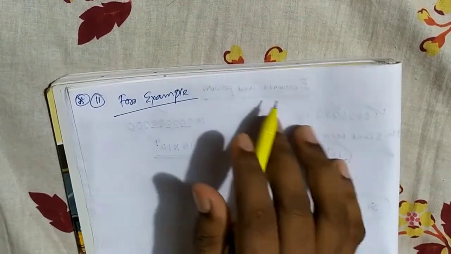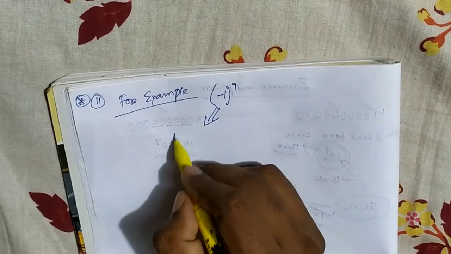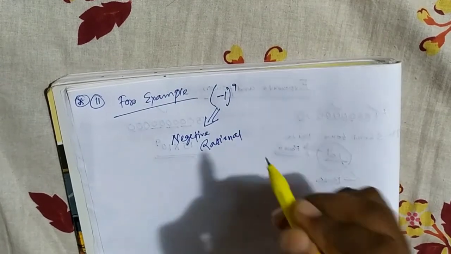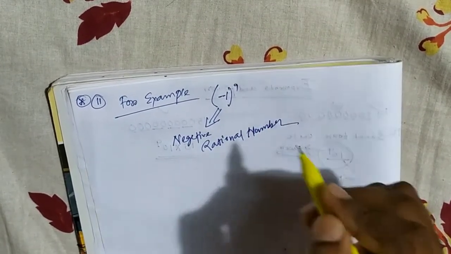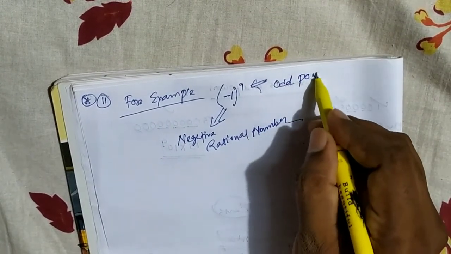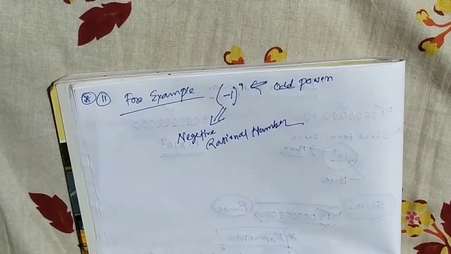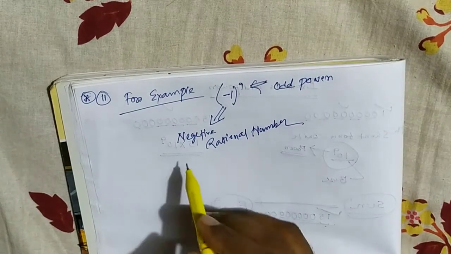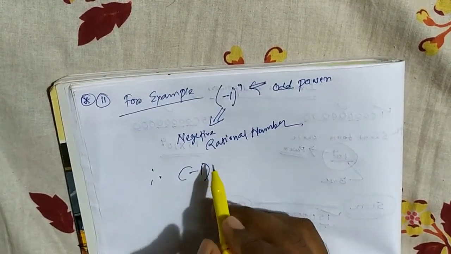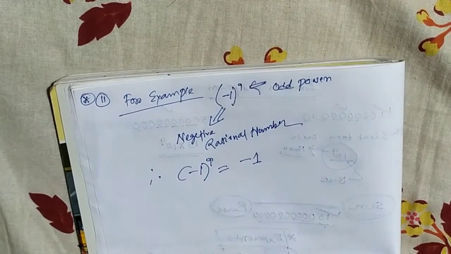For example, this is a negative rational number and this is an odd power. In the formula of exponent and power, we say that this answer is always negative. Therefore, minus 1 to the power 9 is equal to minus 1. This is the answer.